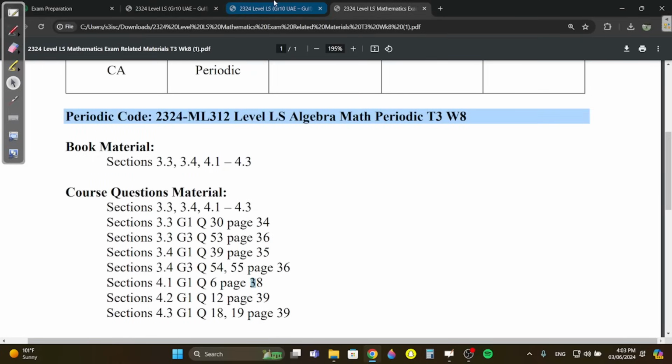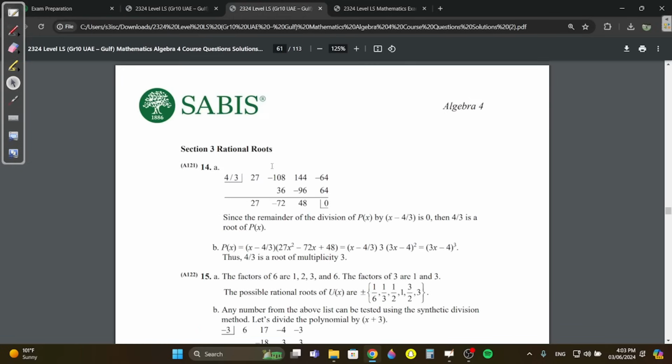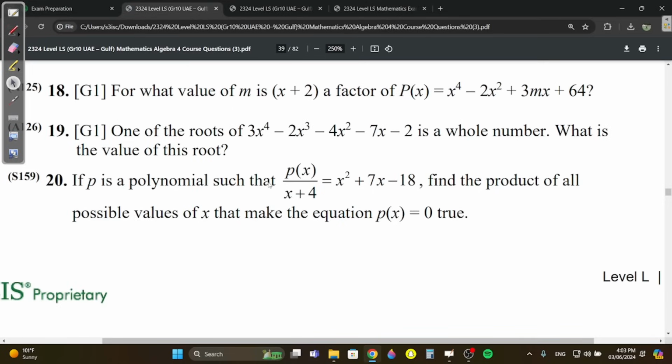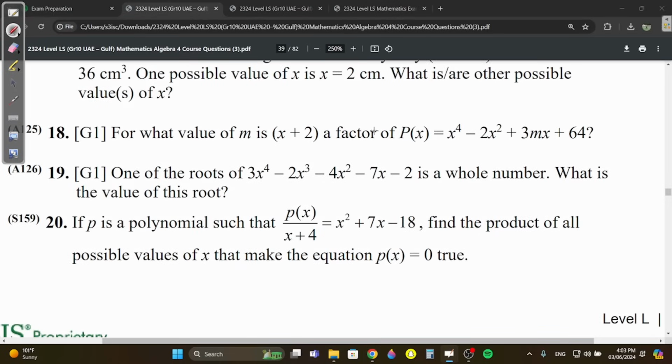Page 39, question 18. For what value of m is x plus 2 a factor of p of x? If it's a factor, that means when you substitute the root, it is going to be equal to 0. So what's the root of x plus 2? It's minus 2, right? So if you substitute minus 2, it should equal 0 since they said it's a factor.